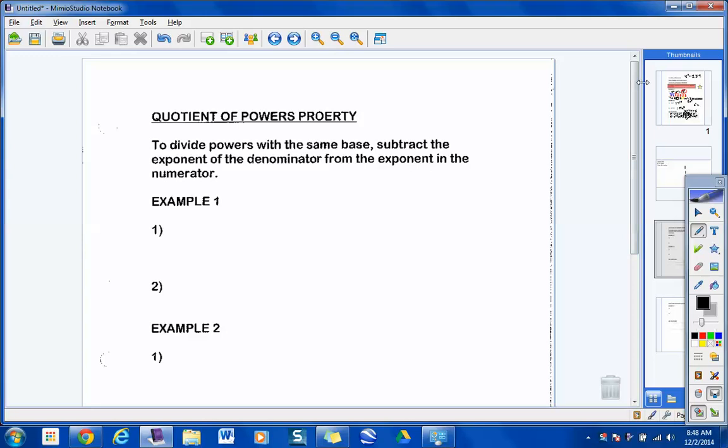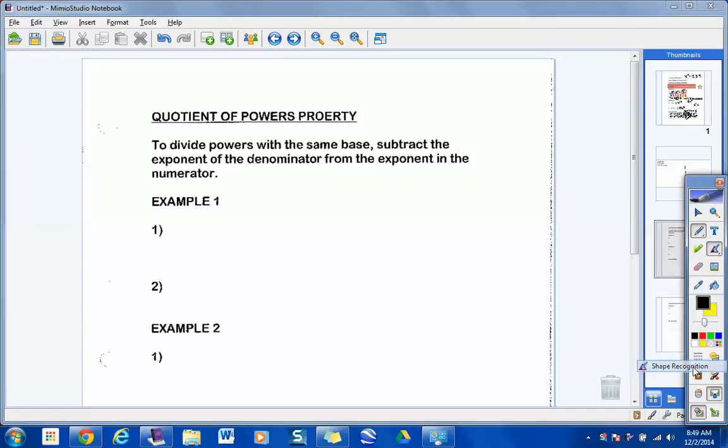All of a sudden, instead of multiplying powers, we're going to start dividing. Now, guys, if multiplying like bases meant add exponents, what do you think it's going to mean when we divide like bases? What do you think we're going to do? Got a guess? You're going to subtract. And that's what the rule's going to say right here.